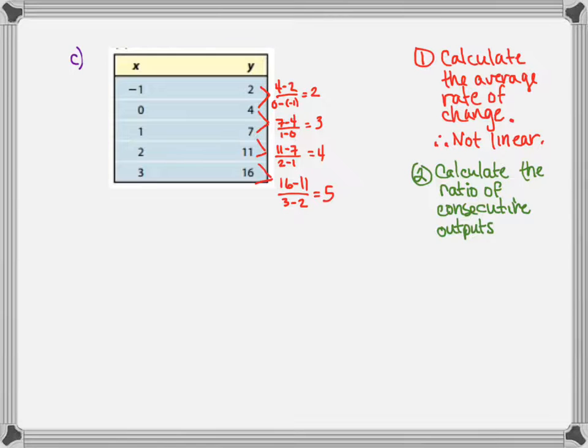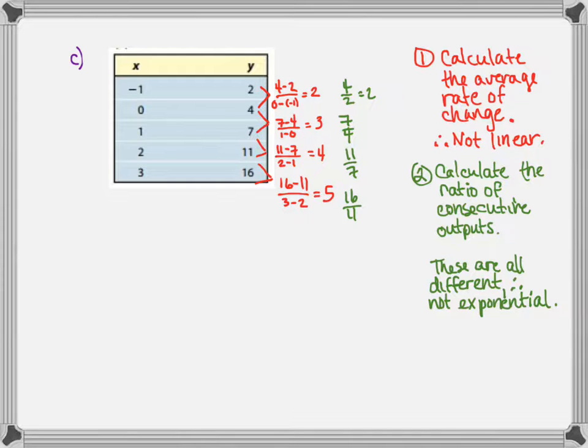So let's calculate the ratio of consecutive outputs. 4 over 2 is 2. 7 over 4 is 7/4. 11 over 7 is 11/7. 16 over 11 is 16/11. These are all different, so it's not exponential.